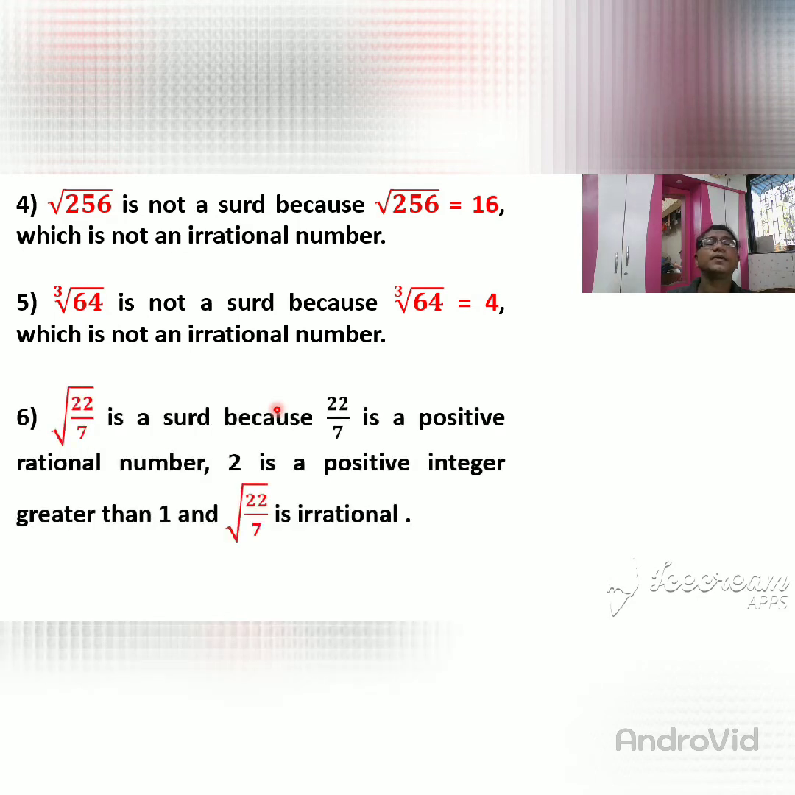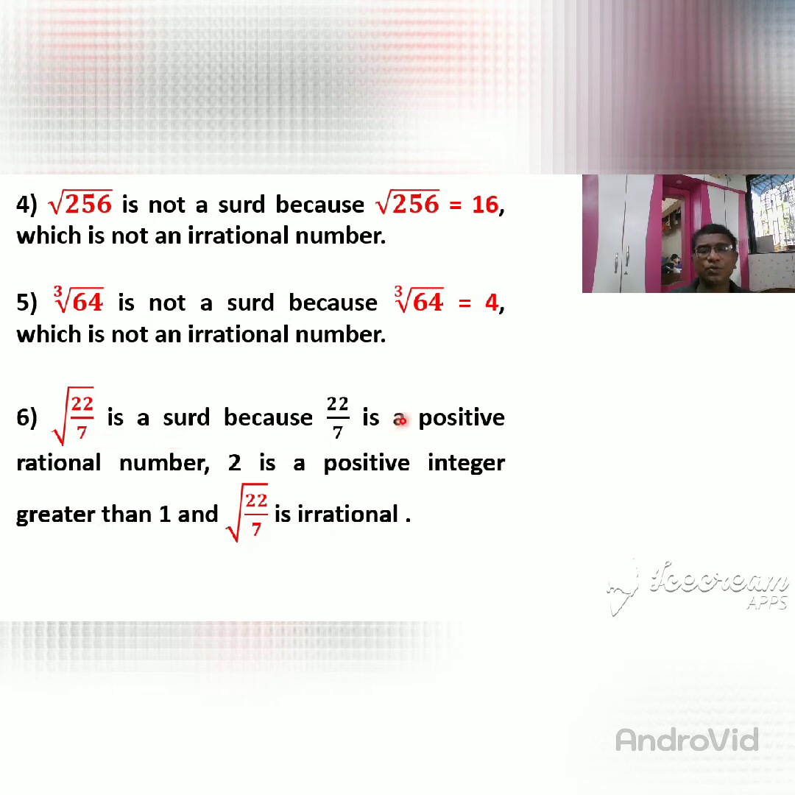Okay. Then problem number 6, the square root of 27. Can you find the square root of 27? Here there is no order written, so the order is 2. We cannot find the square root of 27, so it is an irrational number. And if it is an irrational number, then it is a surd.